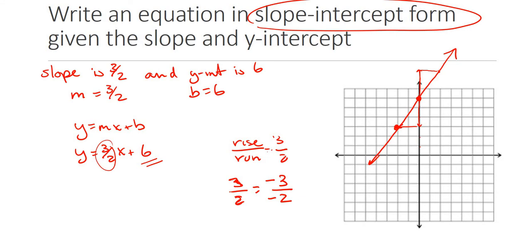We'll look at this a little bit more in a minute. So writing an equation, if you are given the slope and the y-intercept, is just a matter of substitution into the model.